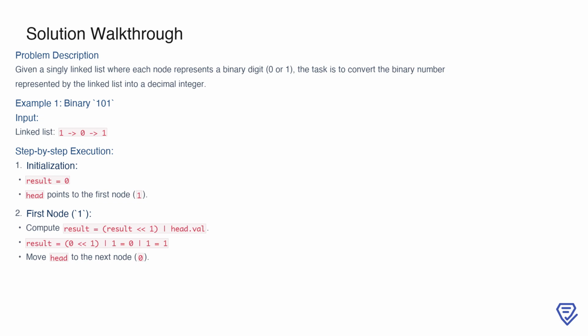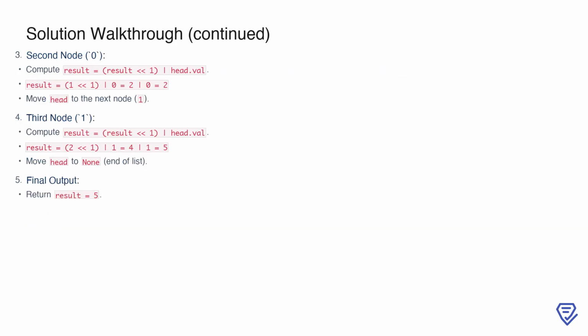After this computation, we move the head pointer to the next node, which contains the value 0. At the second node, we repeat the computation with the formula result = (result << 1) | head.val. The current result is 1, so we calculate result = (1 << 1) | 0 = 2. This operation shifts the binary representation of 1 to the left, effectively multiplying it by 2, and then adds the current node's value, which is 0.